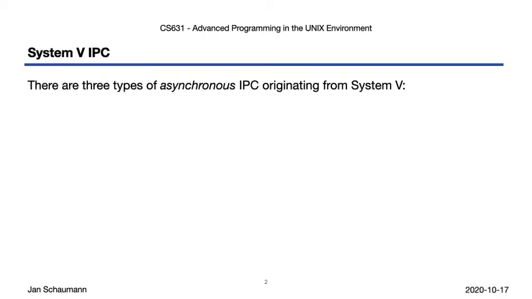Not surprisingly, System V IPC is called System V IPC because these three types of inter-process communication mechanisms were first introduced in AT&T UNIX System 5 in the early 80s, while BSD focused on the sockets API. The three mechanisms then introduced, and which we will cover in this video, are semaphores, shared memory, and message queues.